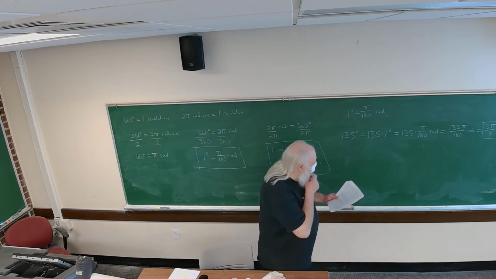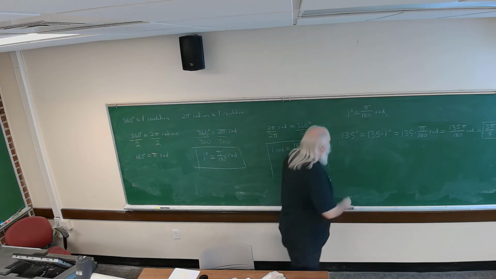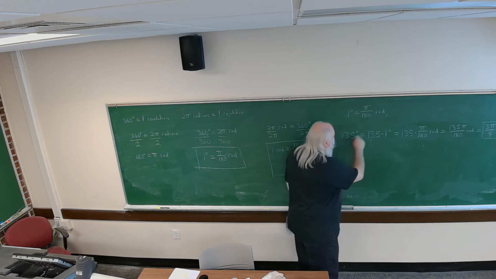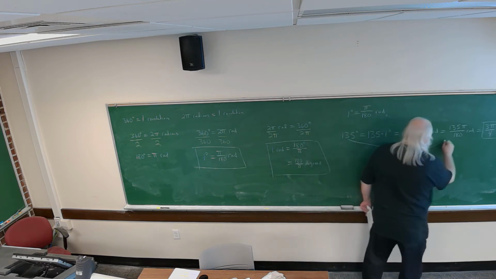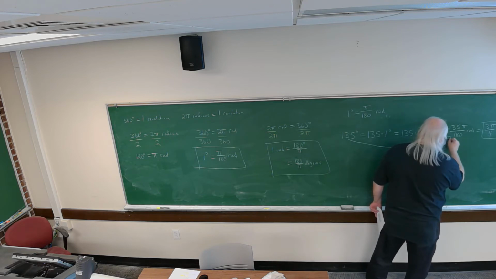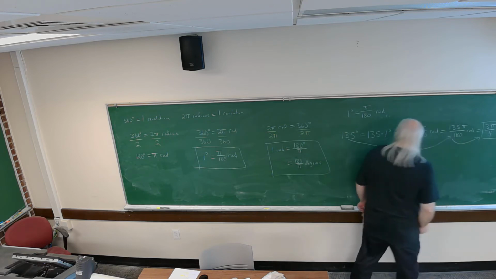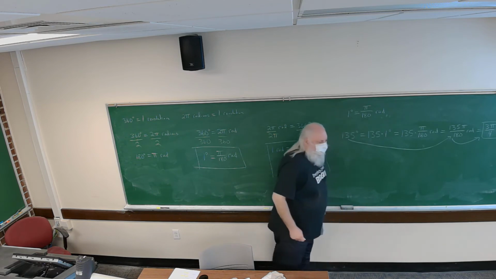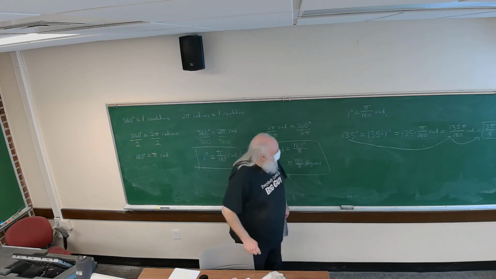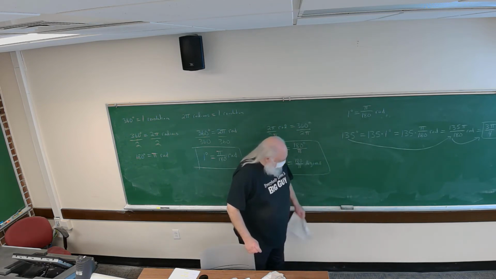Now, students are going to ask, what you actually have to do maybe on an exam. You're asked to convert 135 degrees to radians, right? You just got to go from here to here to here. You can skip the middle 2 steps. Okay. I just put it up there to show you how we got there.